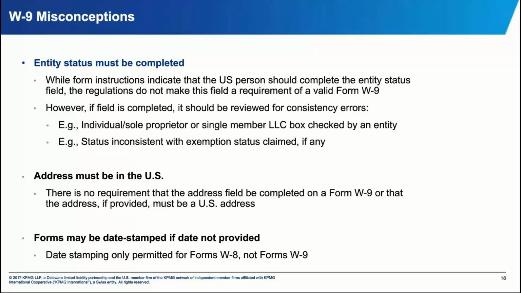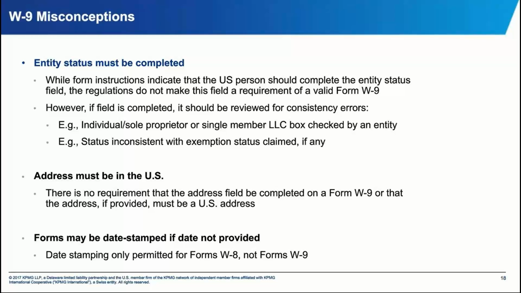Same thing if they're saying that they're an individual or sole proprietor, but they didn't check that appropriate box. So if they do that, you've got to make sure that you've got consistency on that form. And so if there's not, I would go back and get that corrected. Another misconception here on a W-9 is that the address has to be a U.S. address. No, it doesn't. On a W-9, we don't care. You're certifying you're a U.S. person. There's going to be 1099 reporting. The IRS is going to match that up with the tax return. So the address just doesn't matter.